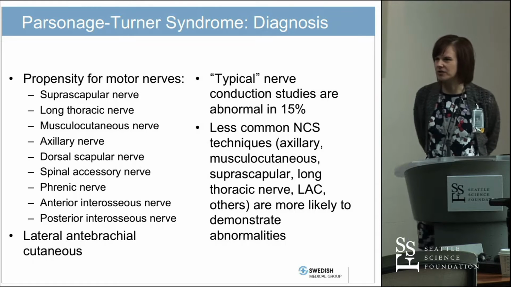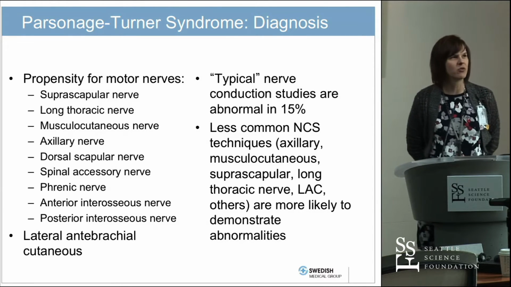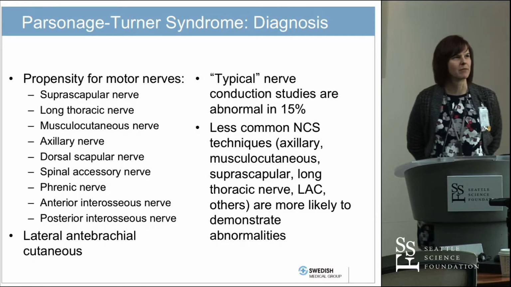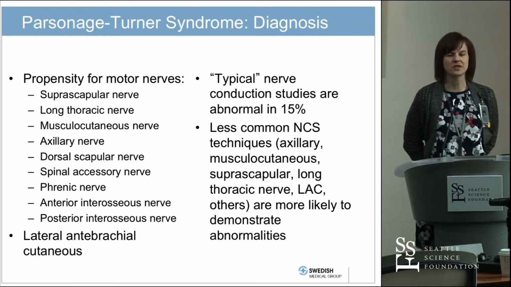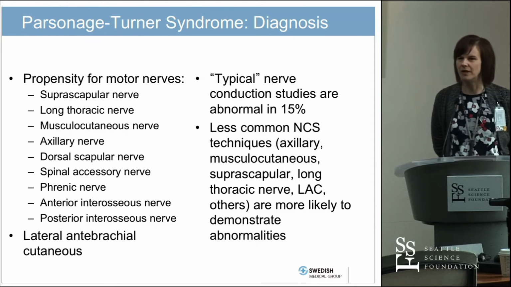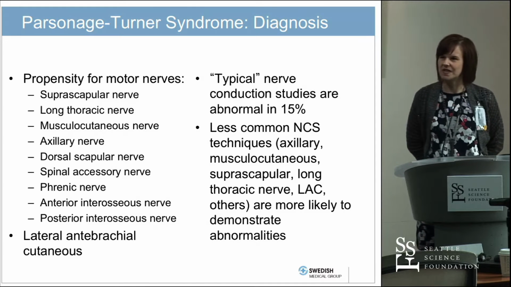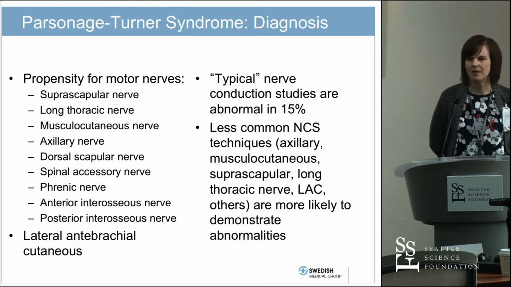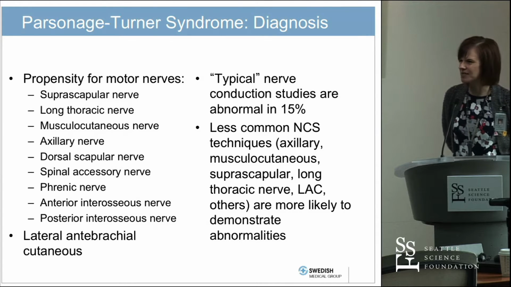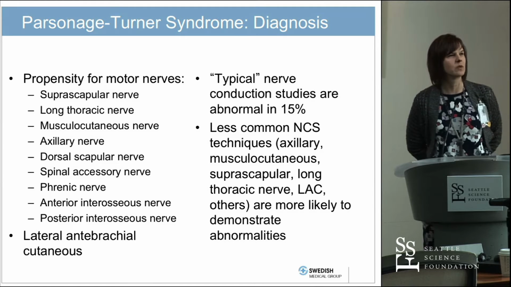And what's interesting about Parsonage-Turner is it really likes motor nerves. It has a preference for the suprascapular and long thoracic branches, but I've seen it in musculocutaneous, you can see it in axillary, the dorsal scapular or spinal accessory, which are common for scapular winging, the phrenic nerve, and then occasionally you'll see it in the anterior interosseous nerve or the posterior interosseous. It doesn't tend to have sensory components, but when it does, sometimes it's the lateral antebrachial cutaneous, which is peculiar.